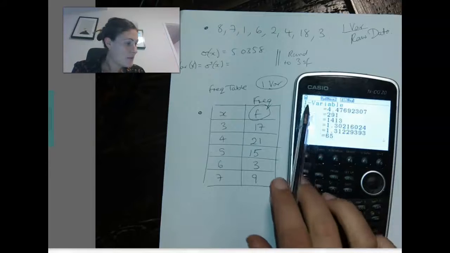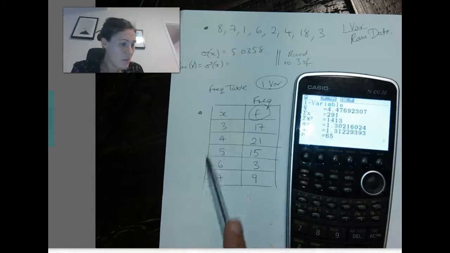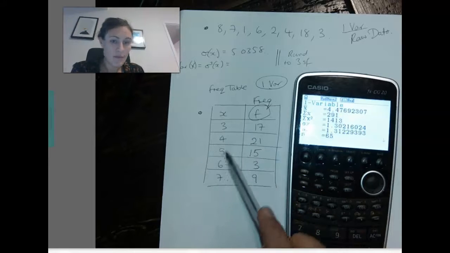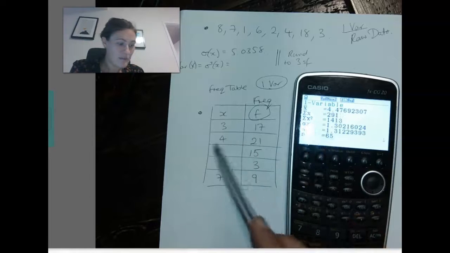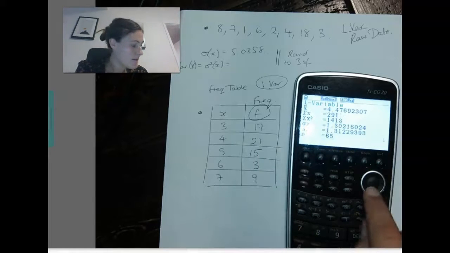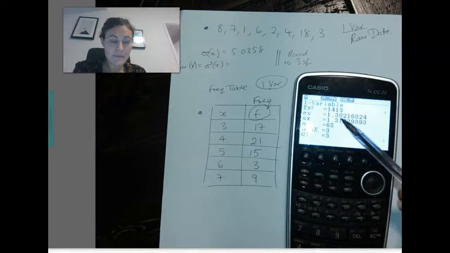So again, mean 4.47. Does that seem right? I mean, the mean should be somewhere at least between 3 and 7, probably in the middle. This seems reasonable. 4.48, 4.5-ish. Yeah, that seems right. And the standard deviation is 1.30.